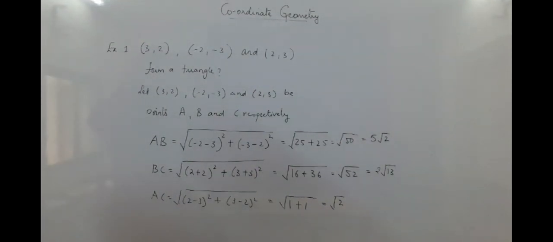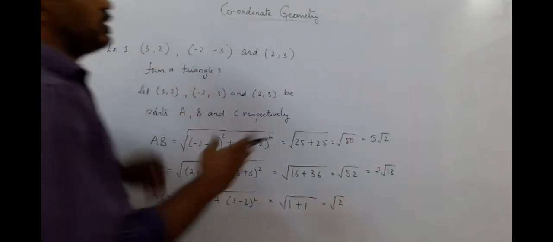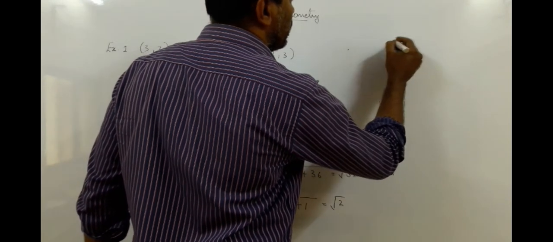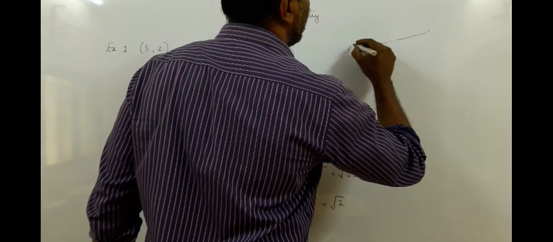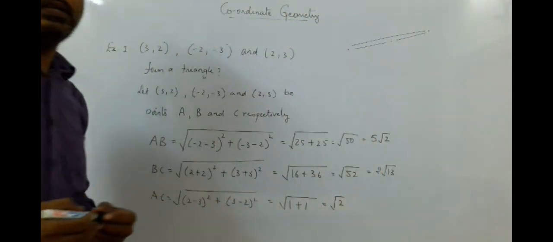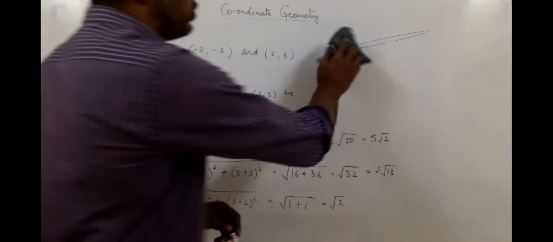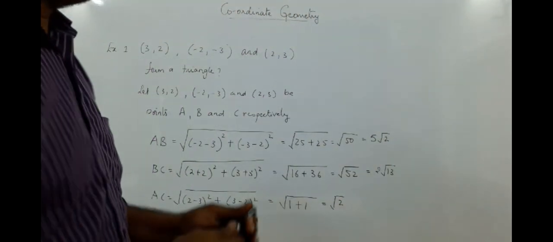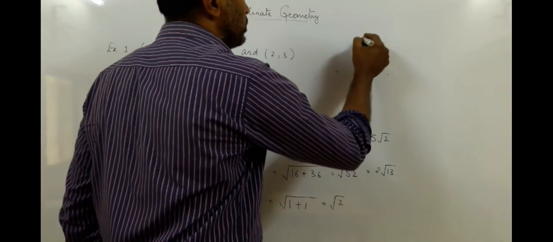When 3 points are given, the first condition is either they are collinear or they form a triangle. So 3 points can be collinear. When are they collinear? When the sum of the two smaller sides equals the bigger side, we say they are collinear. What if they are not collinear? If they are non-collinear, they will form a triangle. Okay? So they form a triangle.